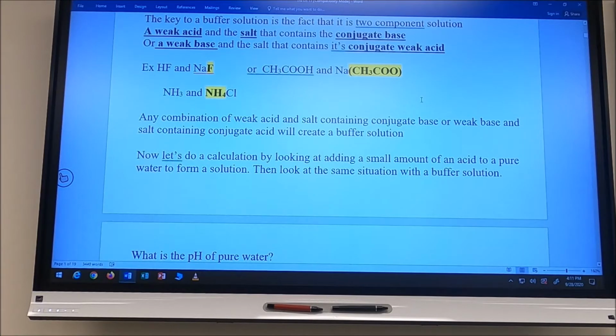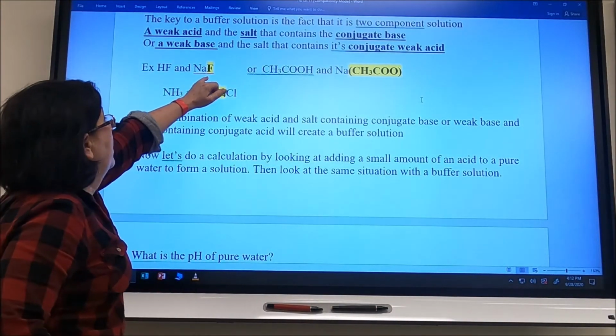The key to a buffer solution is the fact that it's a two-component solution. It's a weak acid and a salt that contains its conjugate base, or it's a weak base and a salt that contains its conjugate acid. The secret here is that you've got large quantities, relatively speaking, of a weak acid and its conjugate base, or a weak base and its conjugate acid.